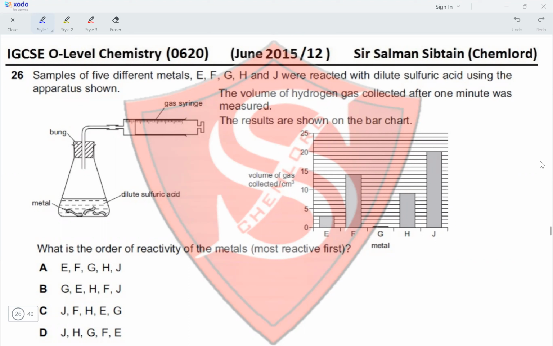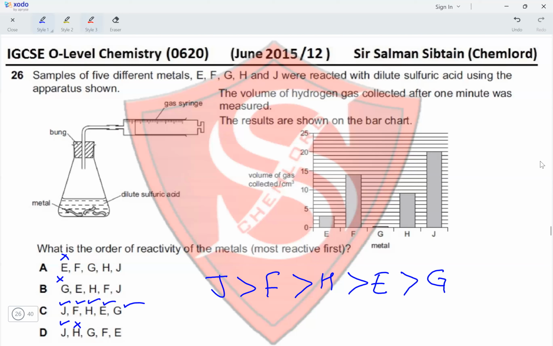So the most reactive metal would produce the greatest amount of hydrogen, which would be J, followed by F, followed by H, followed by E, and last comes G. So this is the order of reactivity. Since we are beginning with J, options A and B have been eliminated. J is followed by F. Option D is eliminated. F is followed by H. H is followed by E, and E is followed by G. Therefore, option C is the correct option for this question.